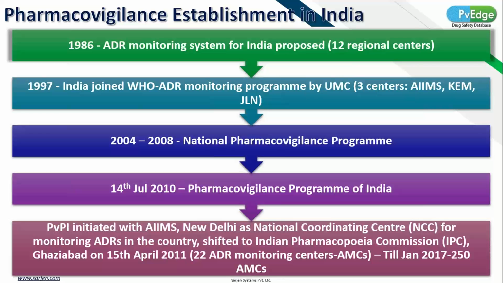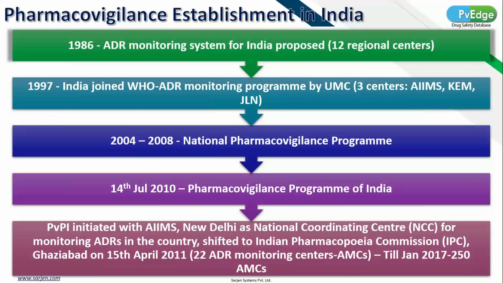So after that, the final establishment happened on 14th July 2010, called the Pharmacovigilance Program of India. This PvPI, the Pharmacovigilance Program of India, was a joint initiative of the Indian Pharmacopoeia Commission and the CDSCO.